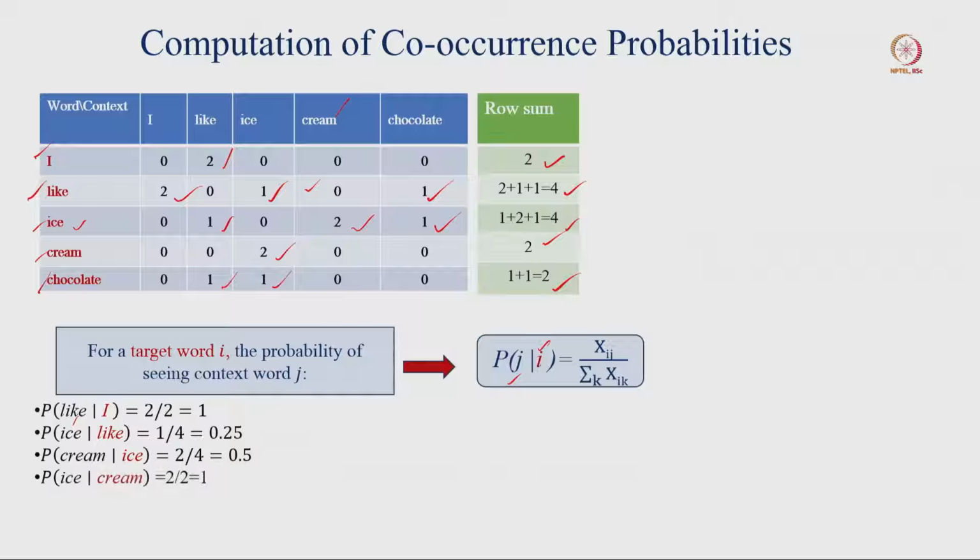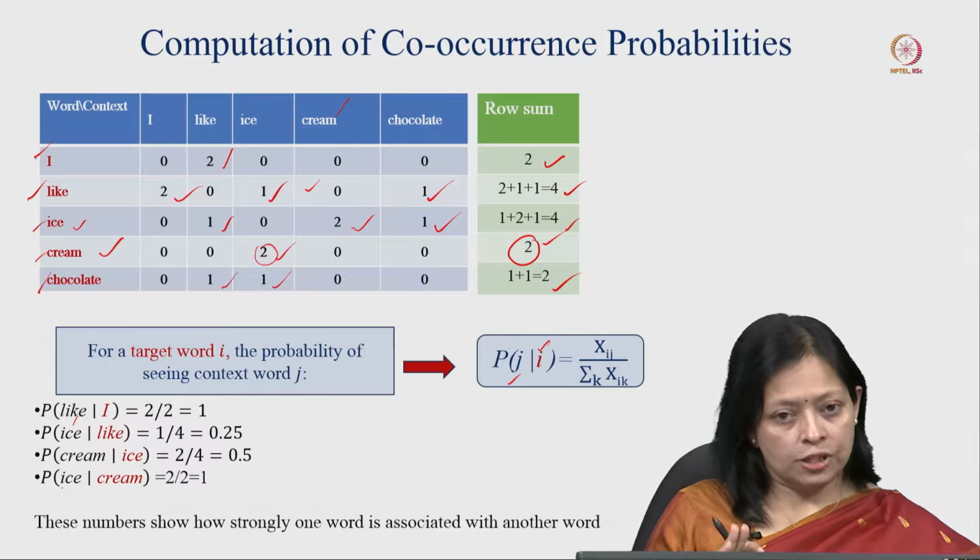Then the probability of "ice" given "cream", that means the probability of "ice" being the context word given "cream" as the target word. So, "cream" is my target word. I want to know, what is the probability of getting "ice"? So, "ice" here is 2, correct. So, 2, and what is the row sum? That is also 2. So, 2 by 2, that is 1. So, like this we can compute the co-occurrence probabilities.